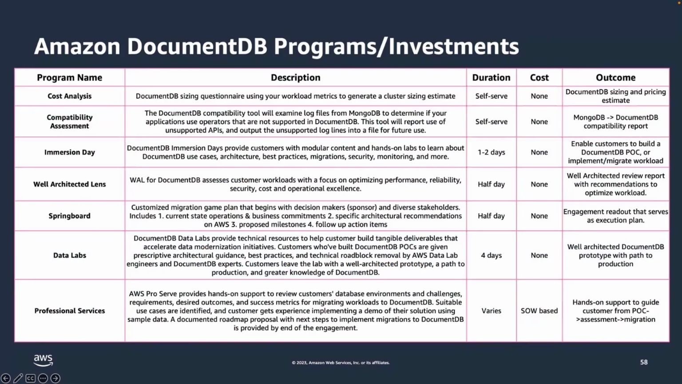The last topic that we're going to talk about is the different Amazon DocumentDB programs and investments. When it comes to helping our customers accelerate adoption of DocumentDB, we offer a number of different programs. Number one, our specialist solution architects maintain a cost analysis and a compatibility tool. The cost analysis tool is used to ultimately generate cost estimates of your workload on DocumentDB. The compatibility tool is used to assess whether your current deployment can be supported on DocumentDB. So as you're looking to migrate from MongoDB, you would ultimately use this tool.